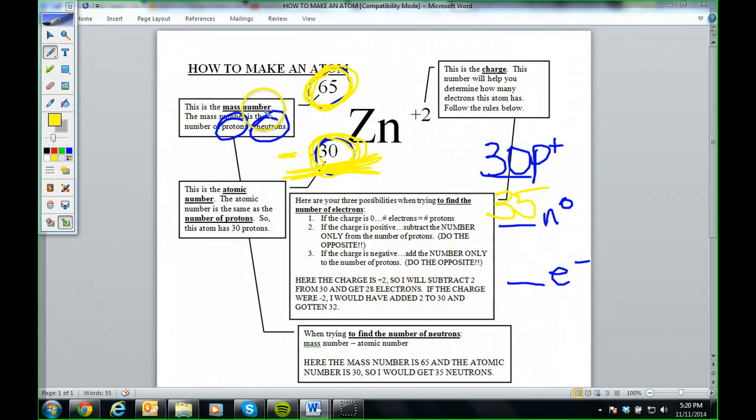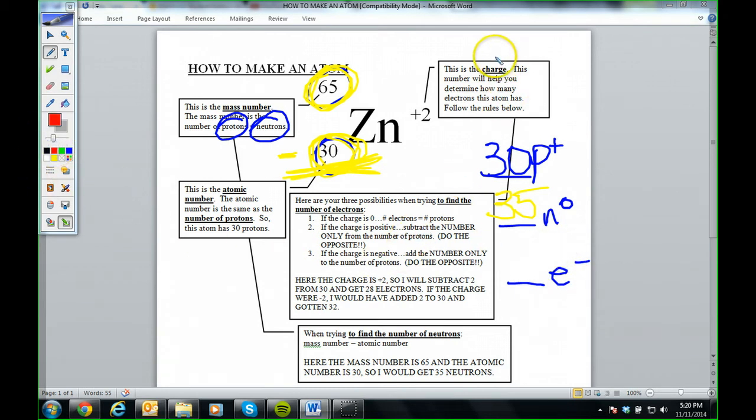And mass number is the thing that has most of the mass. Those are protons and neutrons. Those are the nucleus. Most of the mass of an atom is in the nucleus. Well, protons tell us what the element is. So 30 protons, 65 protons and neutrons, minus 30 of them being protons, gives us 35 neutrons.